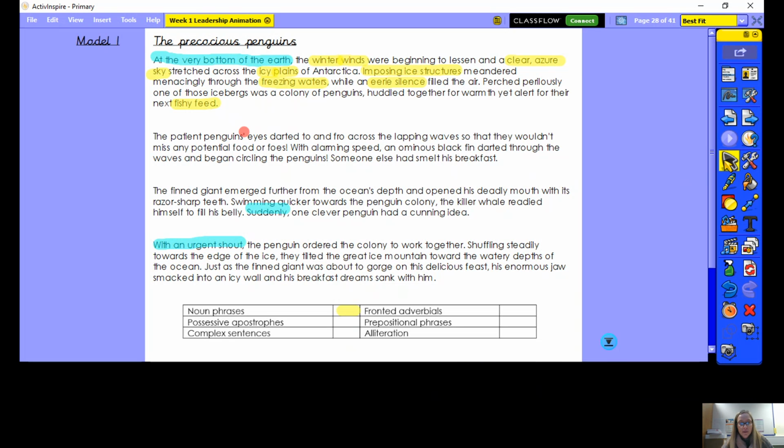Can you find any examples next of a prepositional phrase? A prepositional phrase is a word that indicates a place or a direction. Words like across or into, behind, between or on. Pause the video now while you look for some of these words.